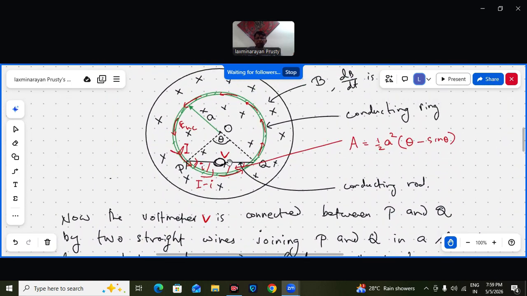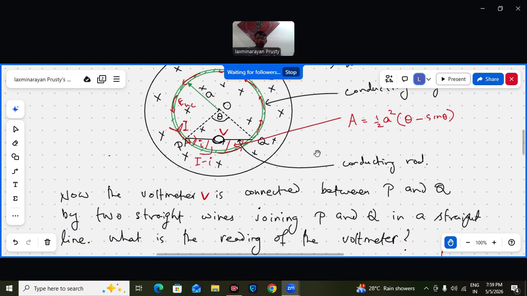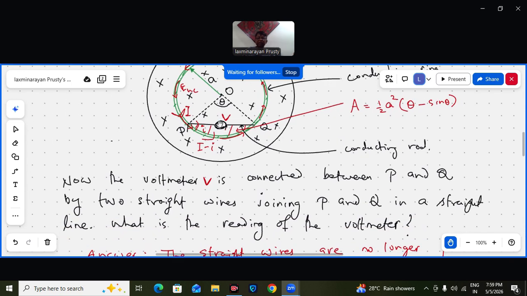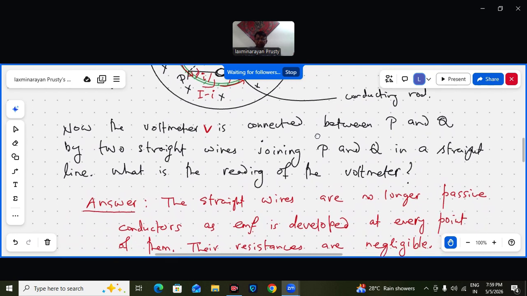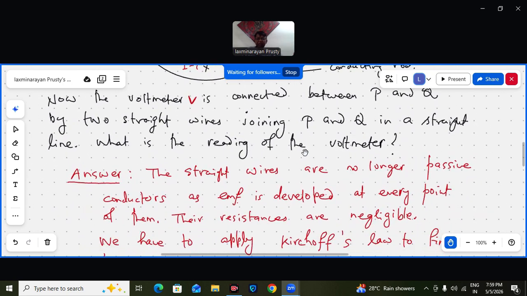Now the voltmeter V is not placed at the center. It is placed here so that the two conducting wires are connecting P and Q in a straight line. Yes or no? And the resistance of the conducting wire is 0. The voltmeter resistance is RV. तो अभी बताओ क्या रीडिंग होगा? आंसर देखते हैं. What is the reading of the voltmeter?